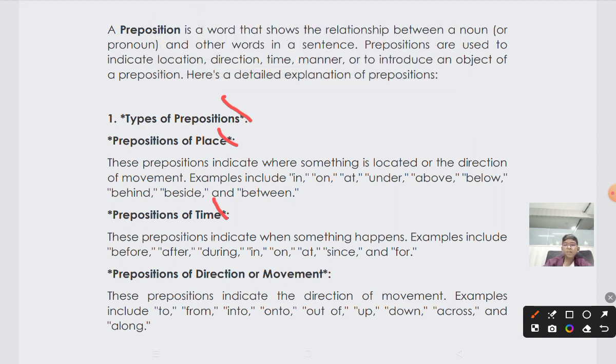So next we are going to look at prepositions of direction and movement. These prepositions indicate the direction of movement. Means this preposition indicates the direction of a movement. Examples include to, from, into, onto, out of, up, down, across, and along.